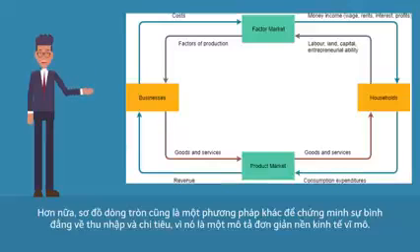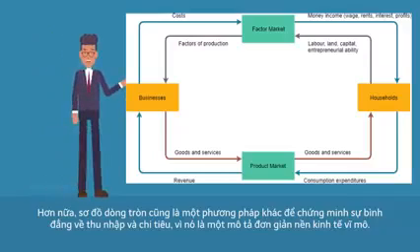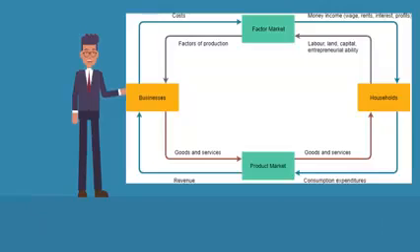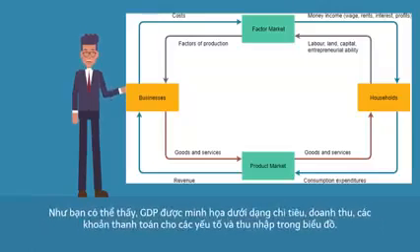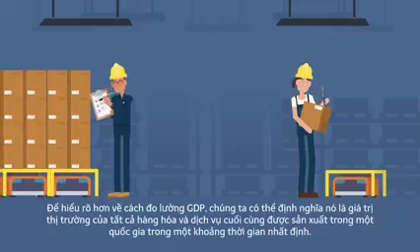Furthermore, the circular flow diagram is also another method to demonstrate the equality of income and expenditure, as it is a simple depiction of the macroeconomy. As you can see within the diagram, GDP is illustrated as spending, revenue, factor payments, and income. To be more precise on how GDP is measured, we can define it as the market value of all final goods and services produced within a country in a given period of time.